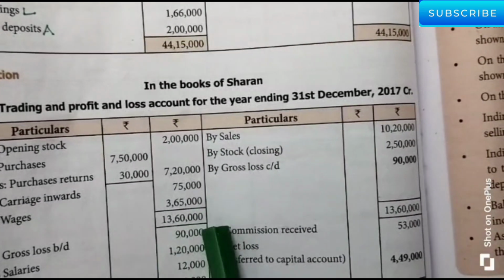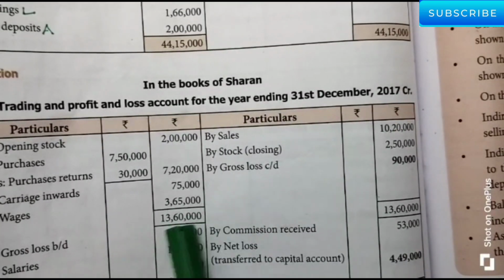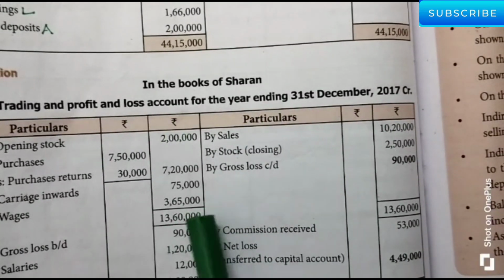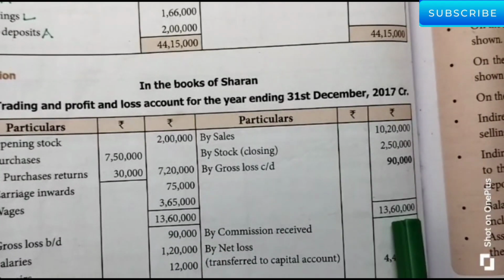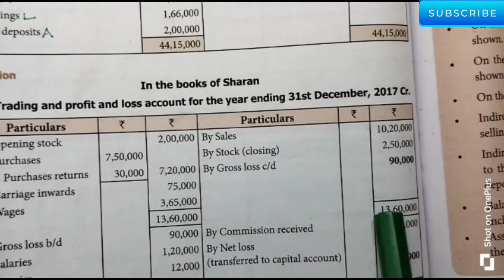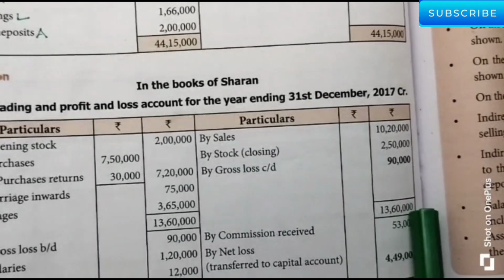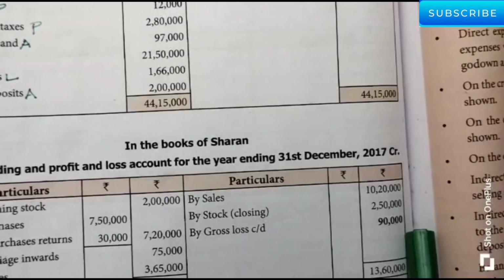So 13,60,000 is the total. We have to consider 13,60,000, that higher value, as the total. That total we have to enter on both the debit and credit side on the same horizontal line. Okay, so after totaling it, we have to find the difference.